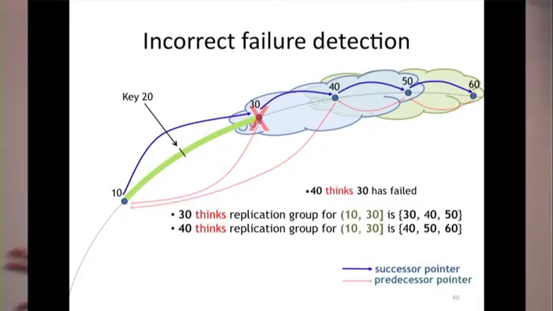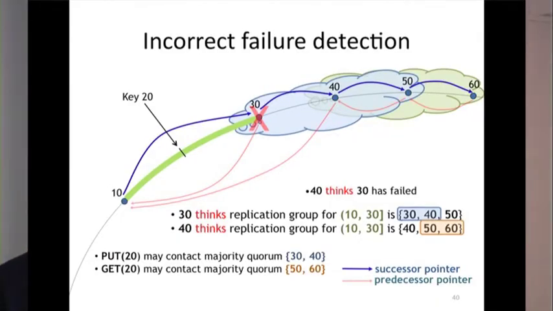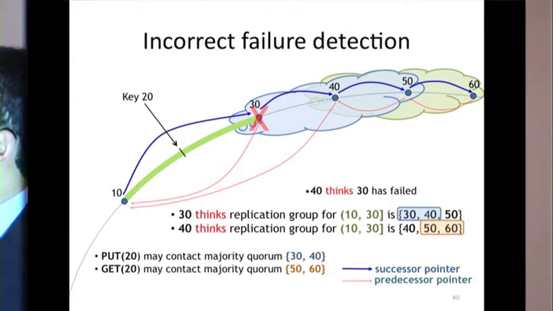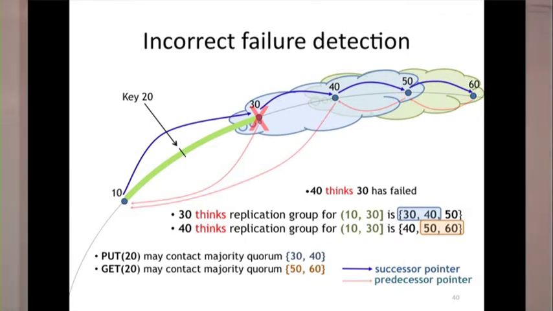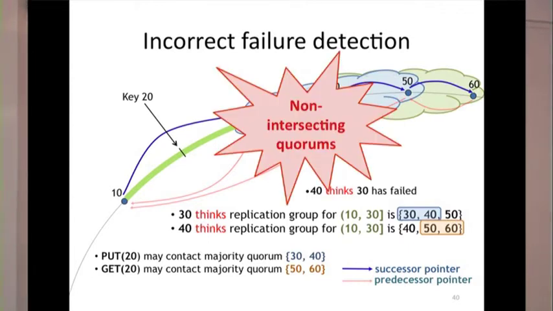This is what happens. So now if you have a key 20 and you do a quorum operation on it, you can have non-intersecting quorums, basically. How can you do that? Let's say you do a put for key 20. It can contact this replication group here, and a majority is 2 nodes, so it can update 30 and 40. But then another operation comes in for the same key. It contacts a majority, but he thinks of the replication group as a different group, so he goes and updates 50 and 60. Now these two groups are what? Non-intersecting. As soon as you have non-intersecting quorums, you'll run into inconsistencies, basically.